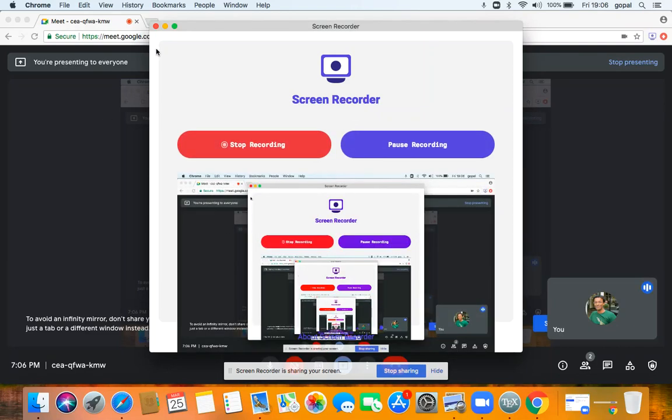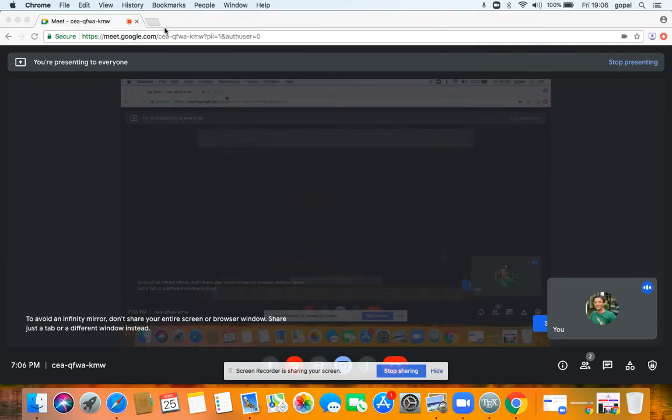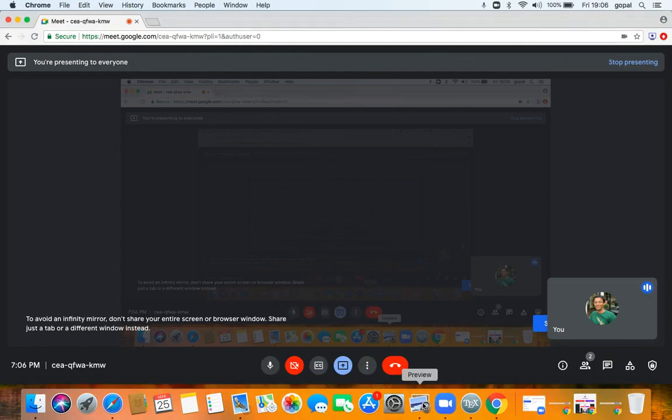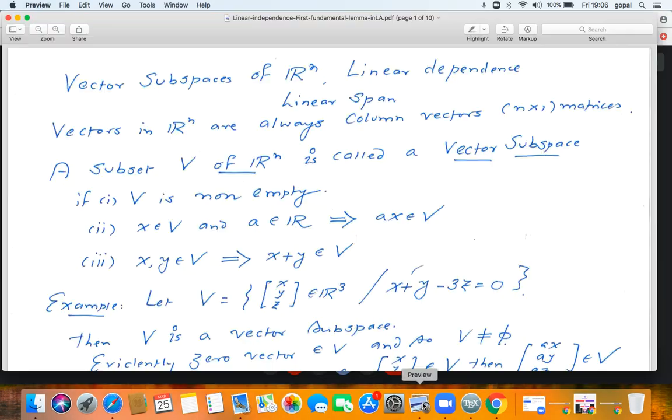Hello, everybody. This is the second week, and we start a new chapter, a slightly more abstract aspect of linear algebra. What is the title? Vector subspaces of Rn, linear dependence, and linear span. Remember that vectors in Rn are always column vectors. That is, they are n cross 1 matrices.